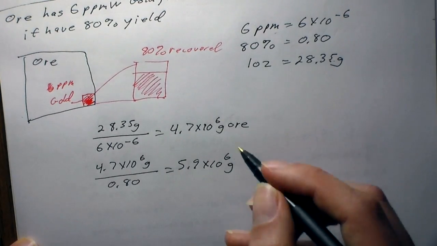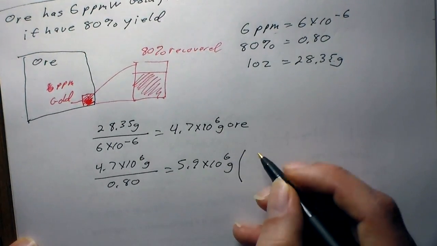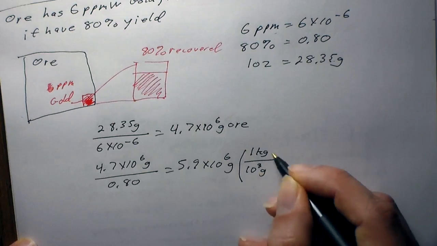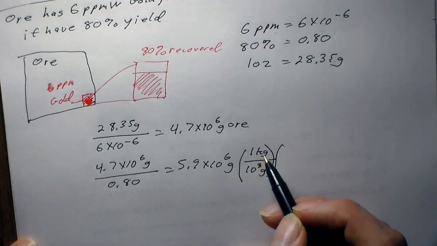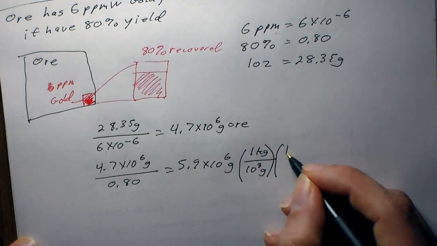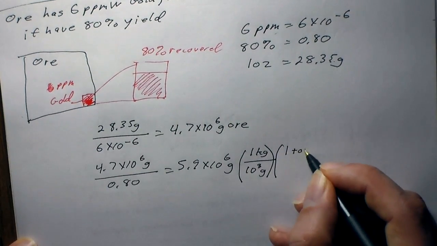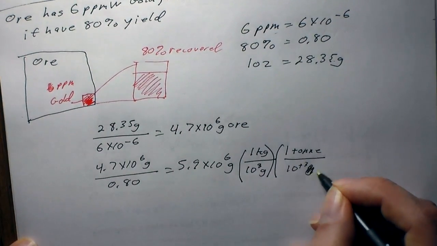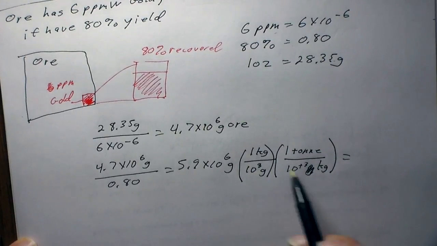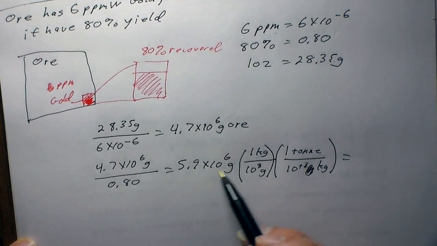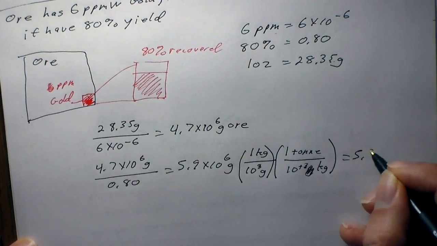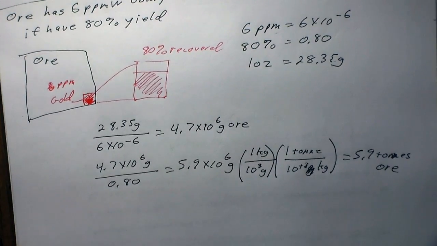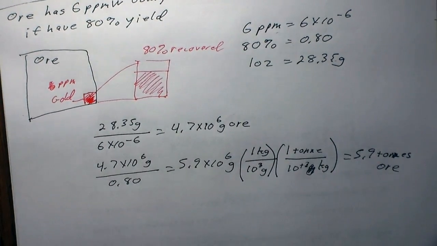And just to put this into more convenient units, we can always convert this and say, well, 1 kilogram is 10 to the 3rd grams. And that's going to tell us how many kilograms. And we could also just go to metric tons. So 1 metric ton here is 10 to the 3rd kilograms. That's 10 to the 3rd times 10 to the 3rd, which is going to be 10 to the 6th. We're dividing that by our 10 to the 6th over here. So that means we're going to have about 5.9 metric tons of ore. So that's how much ore we'd actually need to process to get that 1 ounce of gold.